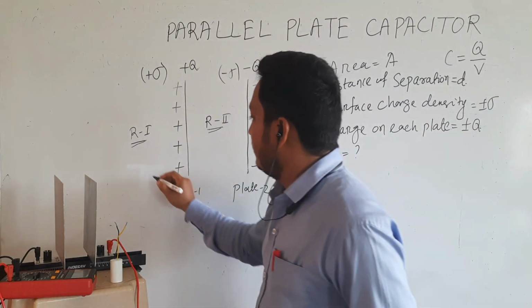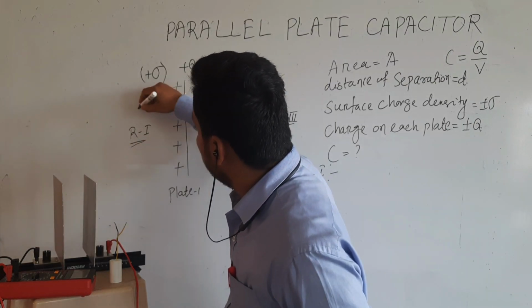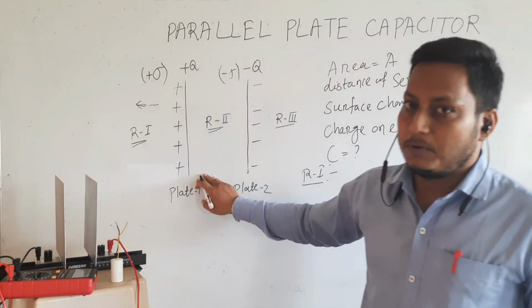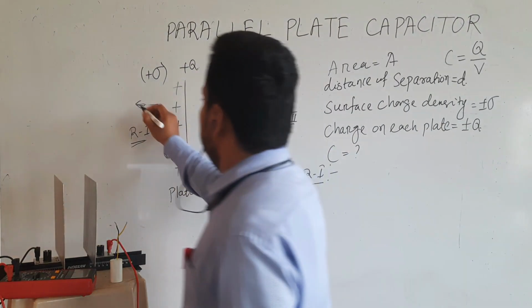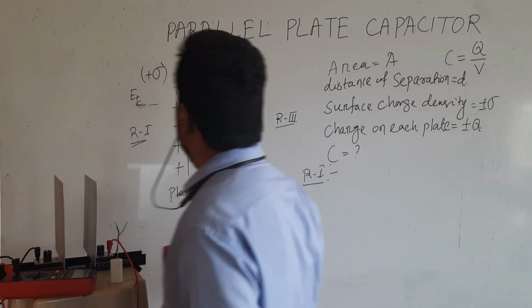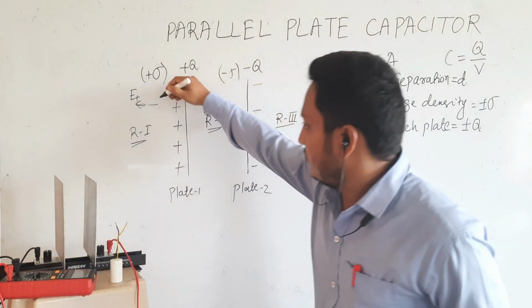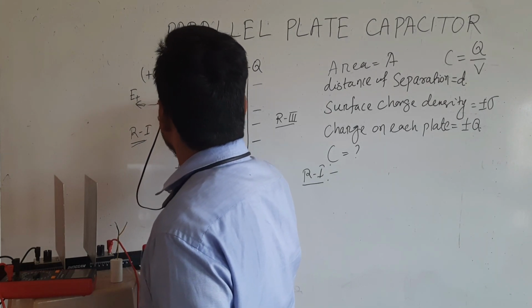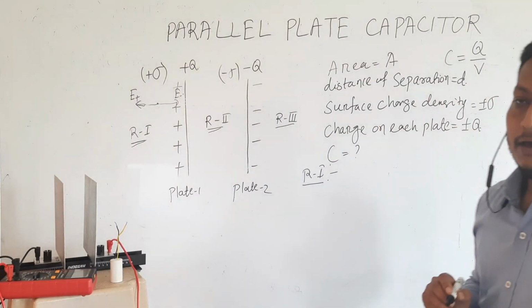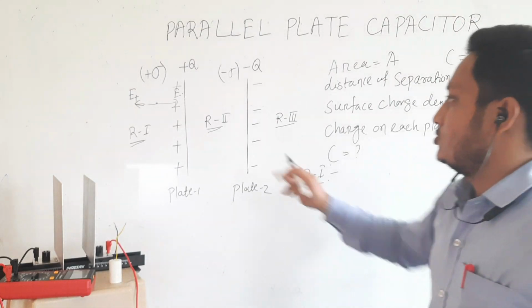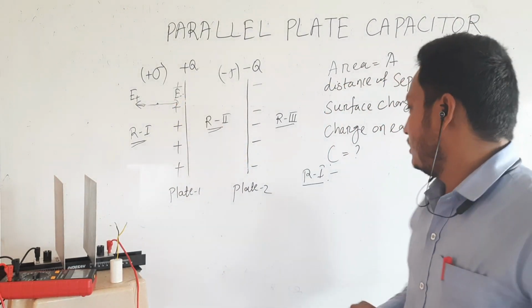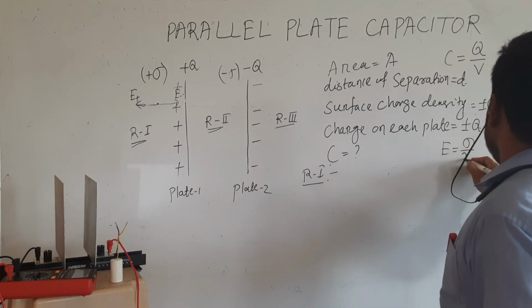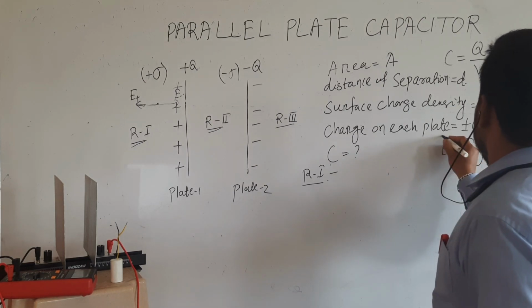For the positively charged plate, the electric field is always outward, so I can draw the lines like this. This is the electric field for the positively charged plate 1, and let me write it E plus. For plate 2, the electric field will be inward. This is E minus. So both will cancel each other, right? As you know, the electric field of a plane sheet is sigma by 2 epsilon naught.